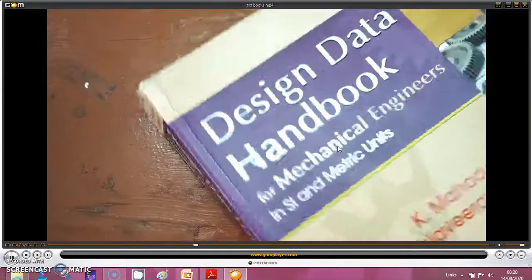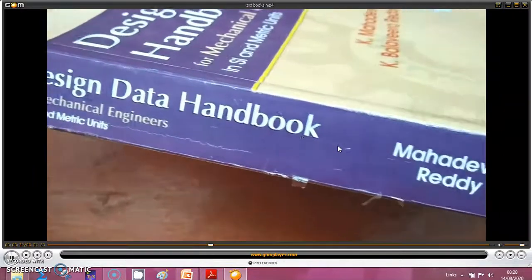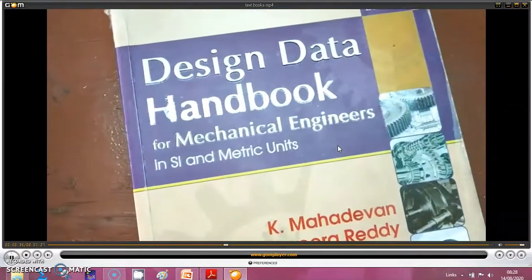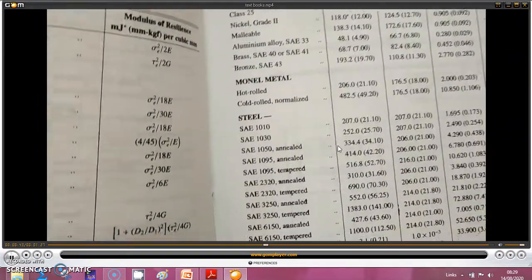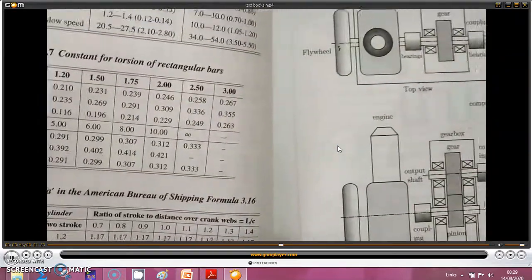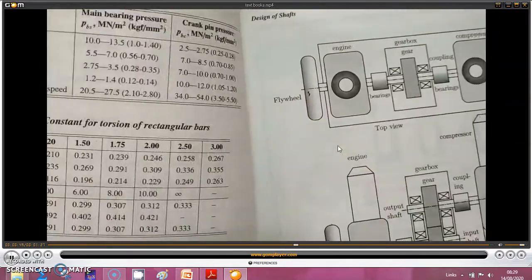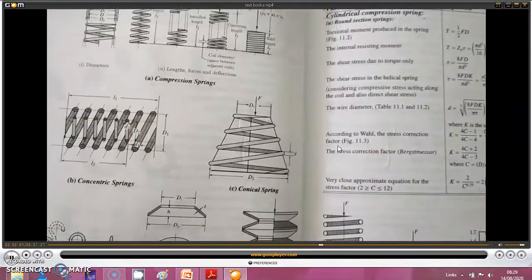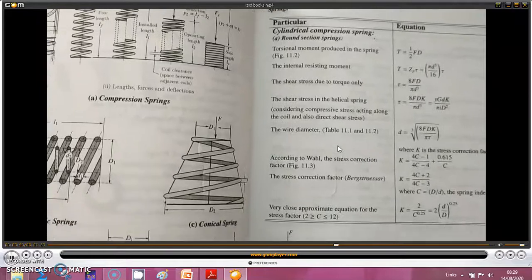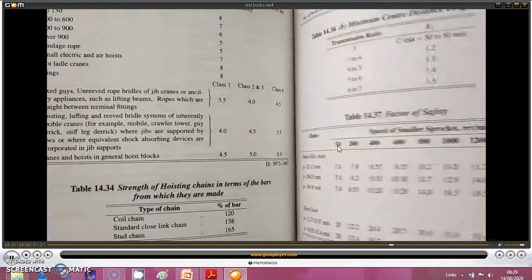So this book you can take it inside the university examination hall. This book consists of the equations, the different materials and its properties, the diagrams of machine components, then tables, graphs and all the details that is required while we design a machine component. So you don't have to memorize any of these equations or values. You just can take it according to your requirement from this data book.